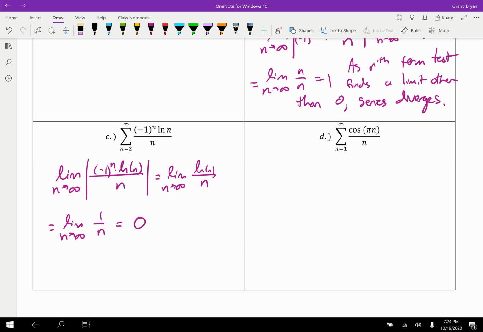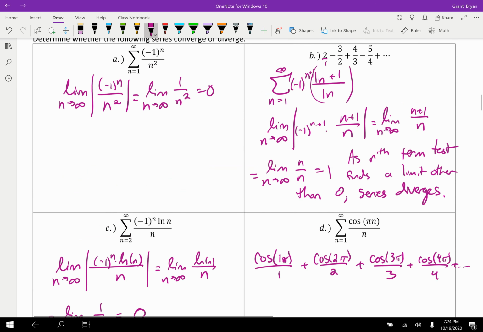Last one. Well, this one's kind of weird. Is this actually an alternating series? I don't even see a negative sign on here. Let's try the first couple terms, right? Let's try, and I'll add these up and then simplify after. Here's when n is 1. It becomes cosine of 1 pi divided by 1 plus cosine of 2 pi divided by 2 plus the cosine of 3 pi divided by 3. And let's do one more, cosine of 4 pi divided by 4, and so on and so forth, right?